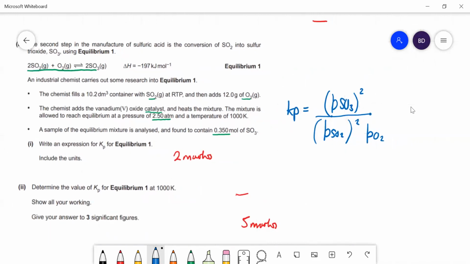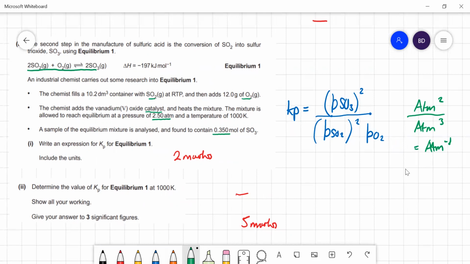So that's going to be atmosphere squared on the top, and it's going to be atmosphere squared multiplied by atmosphere. So that's atmosphere cubed on the bottom. So that's going to be equal to atmospheres to the minus 1. That's the units of Kp. Right, now we've got to determine the value of Kp.